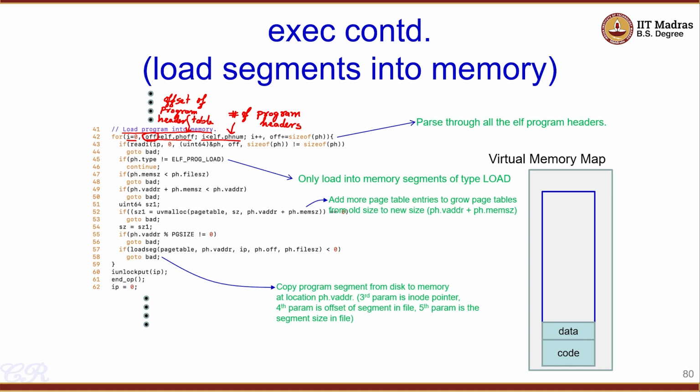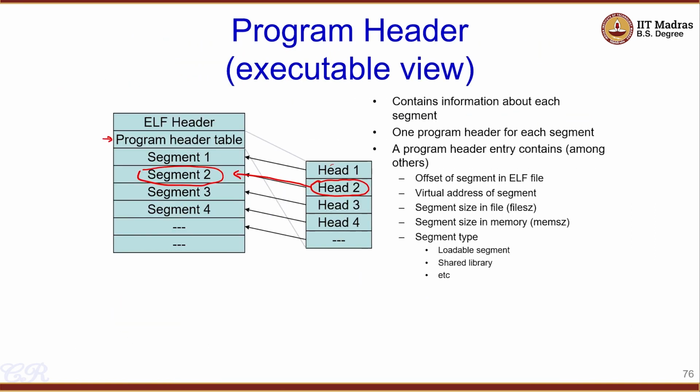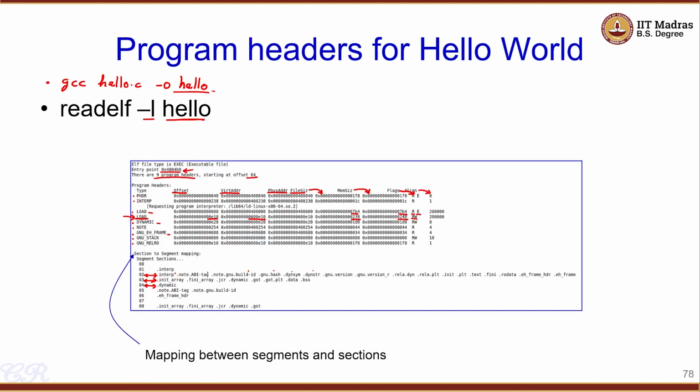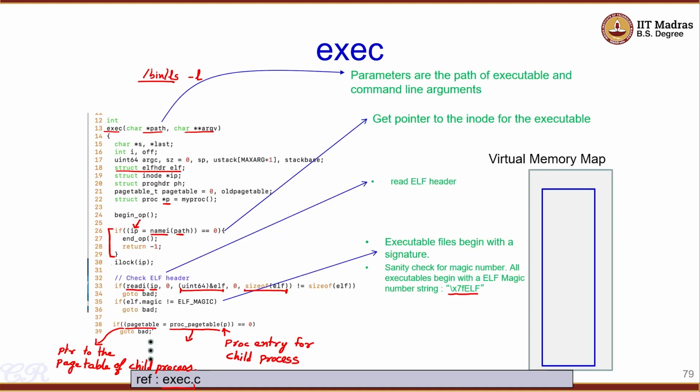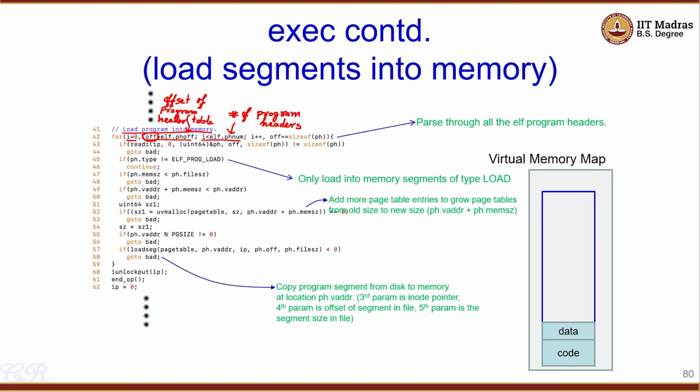Okay, right. And recollect in our example that we saw previously, we had 9 program headers. So what this means is that elf.phnum would have the value of 9 in our example. The next part within this for loop is where we load each segment into this virtual address space if it is needed, right.